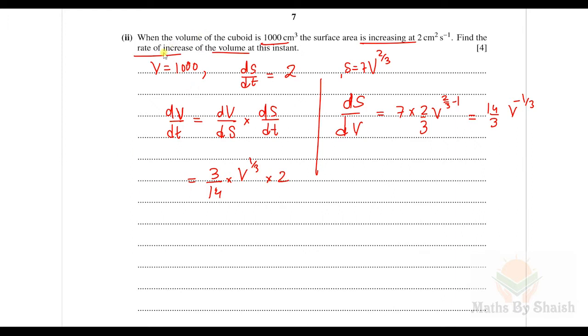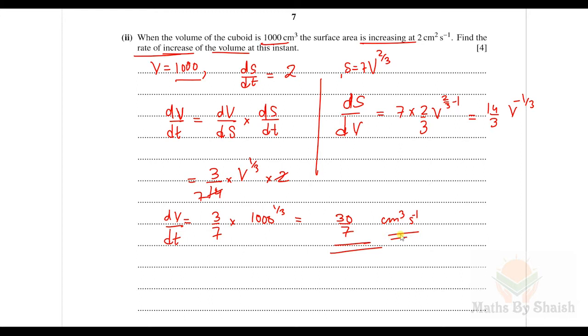And we know we need to find the rate of increase at that instant. It means at that place V is 1000. So dV over dt is 3 times 2, and this gets cancelled. It is 3 by 7 into 1000 to the power 1 by 3, and the cube root of 1000 is 10. It becomes 30 over 7. So that is the rate of increase of the volume at this instant. We can write the rate of increase of the volume is 30 over 7 centimeter cube per second. I hope it is clear.